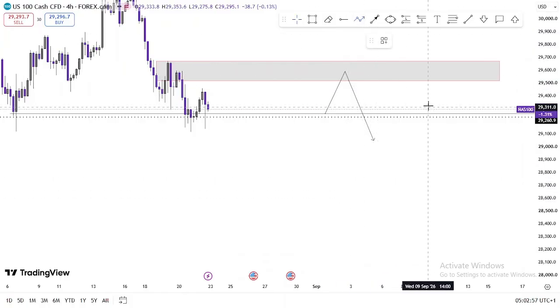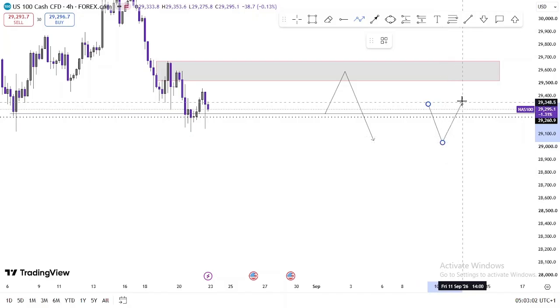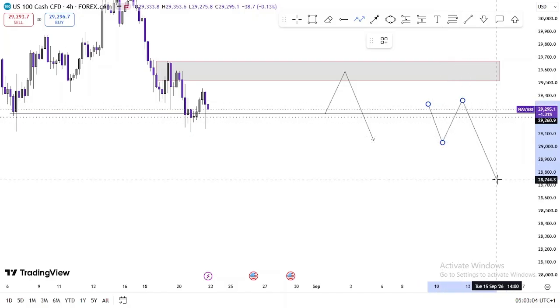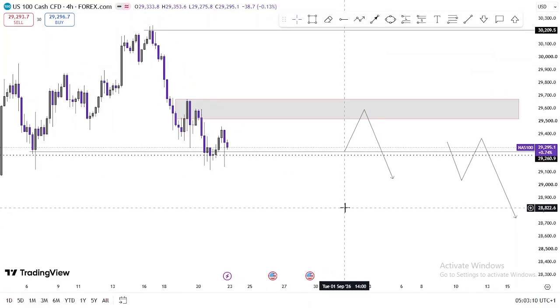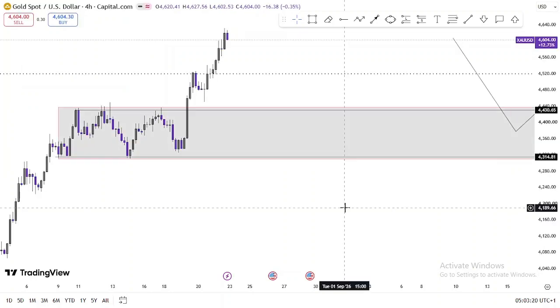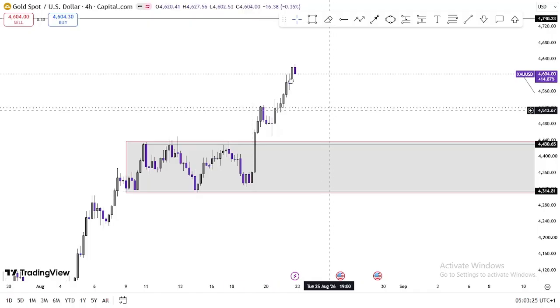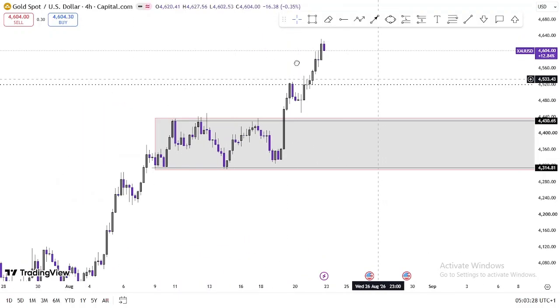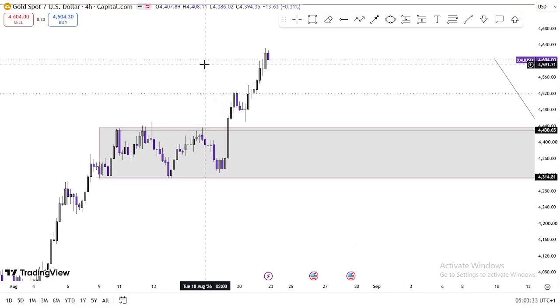But let's just put the other idea too. So price breaking, coming back to the supply, and then continuing its bullish nature. So yeah, that's what I am looking for on US 100, and I think that should be it. So yeah, that is our outlook for the week.